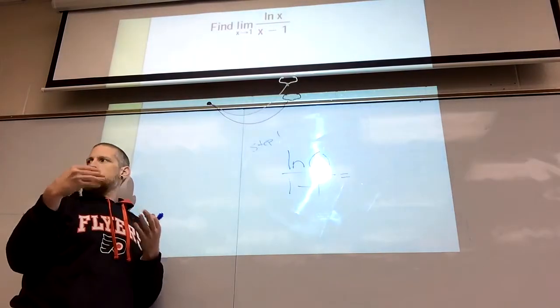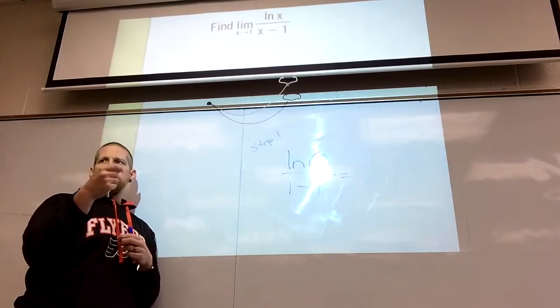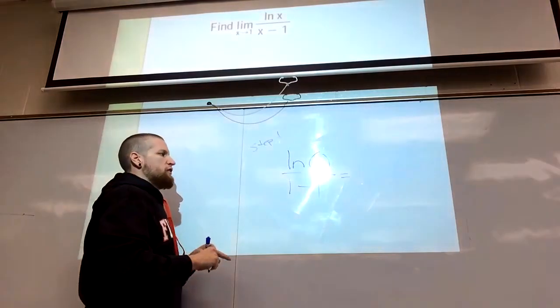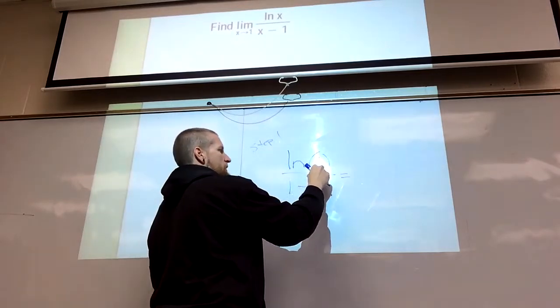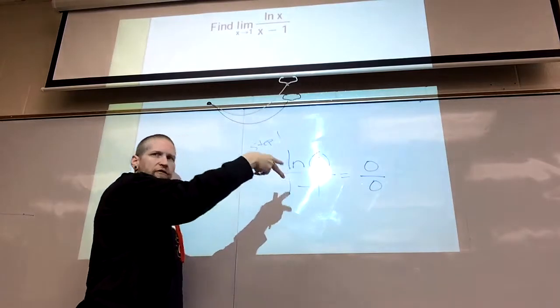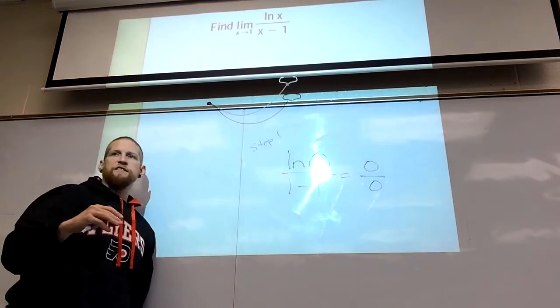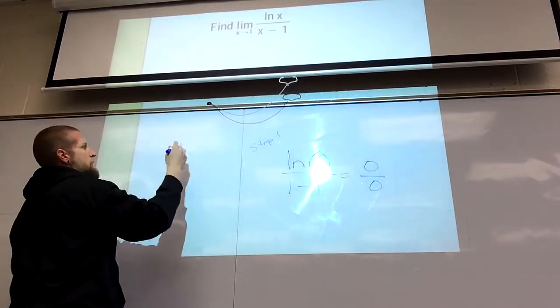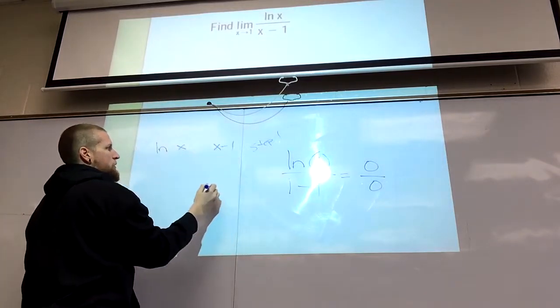And you plug it in to make sure that it hits either 0 over 0 or infinity over infinity, if it was a limit approaching infinity. So natural log of 1 is 0, 1 minus 1 is 0. So since I have that happening, that means I can apply the rule. And again, all the rule is saying is that now you split that thing into two functions, so natural log of x and x minus 1.